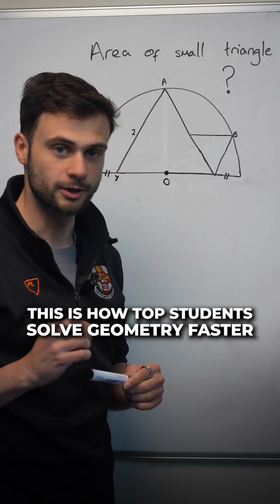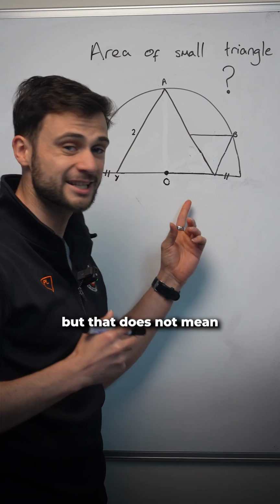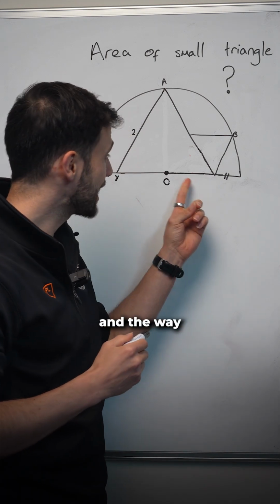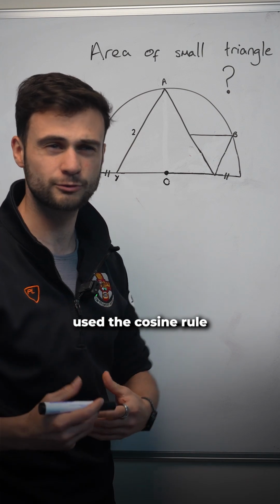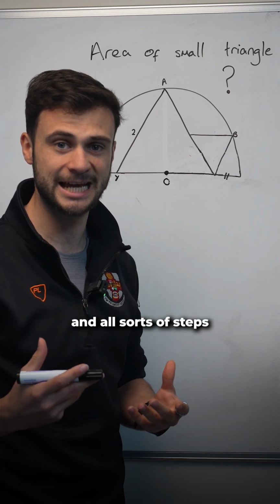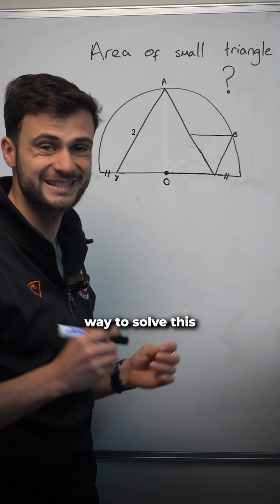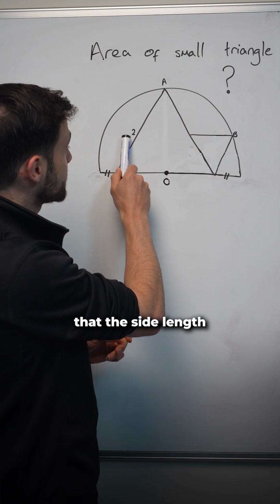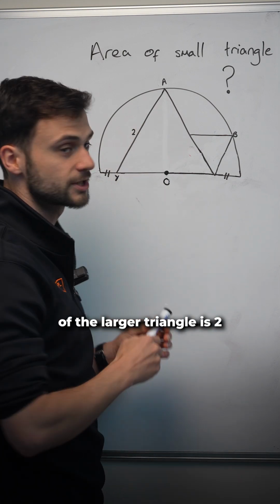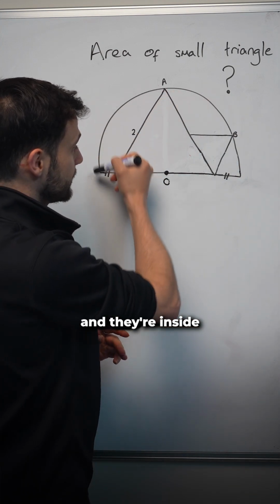This geometry question looks deceptively simple and it has a beautifully elegant proof, but that does not mean that it is easy. The way that I originally saw this question solved used the cosine rule and algebra and all sorts of steps, and I just thought there must be a simpler geometric way to solve this. The question's asking for the area of the small triangle, given that we know that the side length of the larger triangle is 2. And just to note, both of these triangles are equilateral and they're inside of a semicircle.